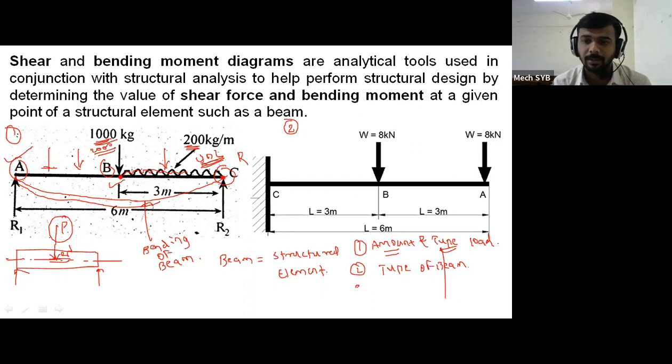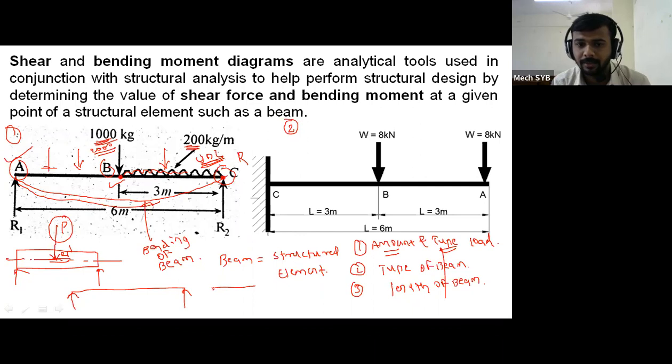Then third, length of beam. What is the length of beam? If it is very large, for example, this is one beam which is supported at the two ends, and in front of it I draw a second beam, see. Okay, so this is beam number 1 and this is beam number 2. So the first beam is having length, for example, 100 centimeter, and the second beam is having length only 10 centimeter.